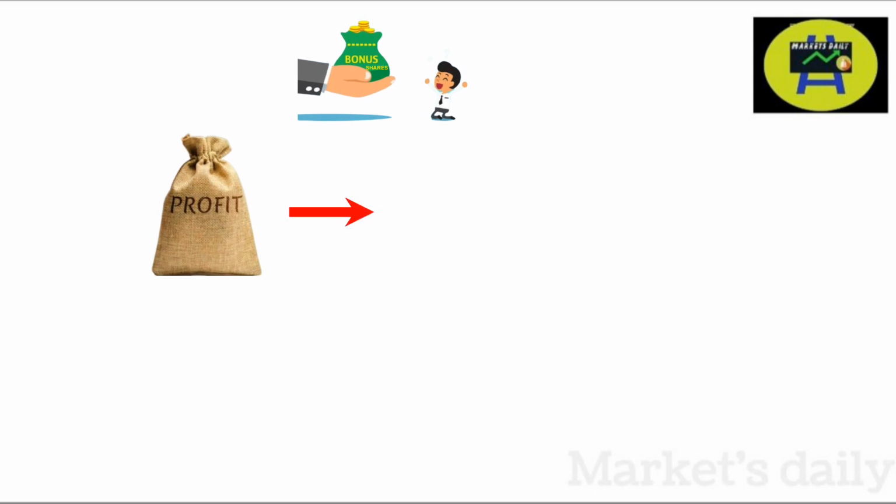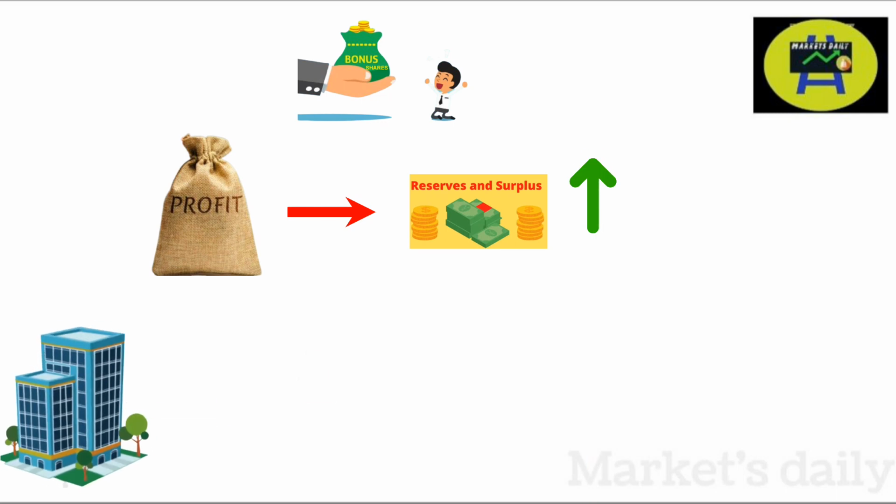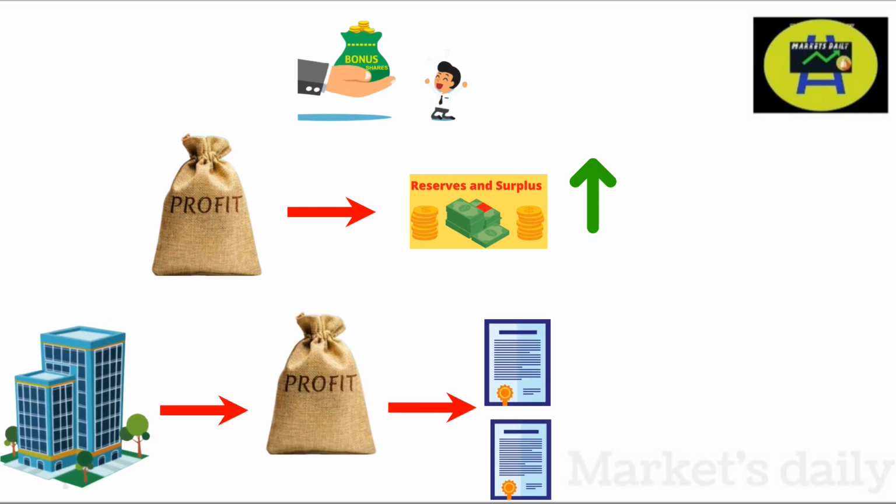Why does a company offer bonus to its shareholders? Generally, the profits earned by the companies are stored in the reserves and surplus. Reserves and surplus is similar to a treasury. When the reserves and surplus become enormous, the company decides to give it back to its shareholders in the form of dividends or bonus.